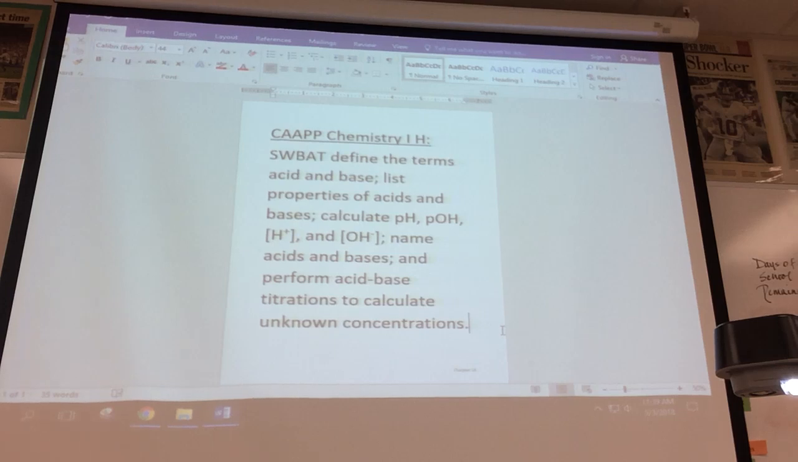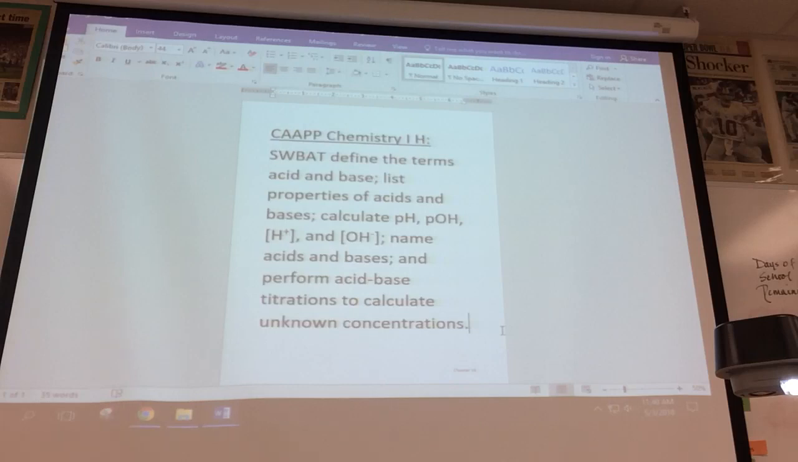Going to start a unit today on acids and bases. And acids and bases in college chemistry is one of the most difficult units. I don't think you'll find it that difficult at the honors level. We're going to talk about different definitions for acids and bases today: Arrhenius definition, Bronsted-Lowry, and we'll mention Lewis acid and bases as well.